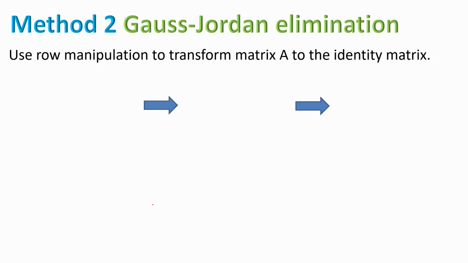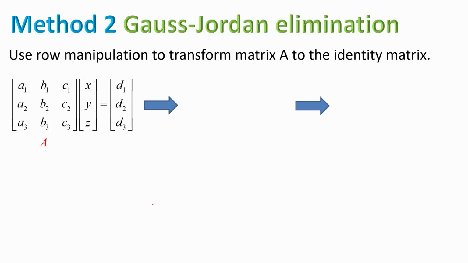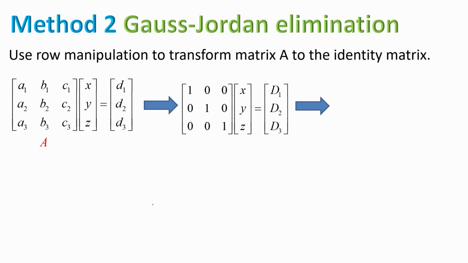Another method that's commonly used is called the Gauss-Jordan elimination method. And basically what that means is that we manipulate each row of the coefficient matrix A, so that we end up with the identity matrix rather than finding the inverse matrix directly. There's our general form of the matrix equation, and that's what we want to end up with, so that we can state then that x equals d1, y equals d2, and z equals d3.